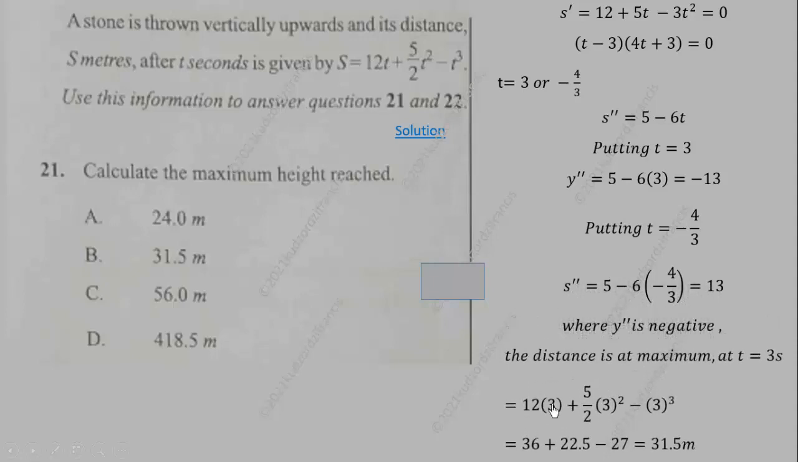So when we do the substitution, t equals 3 into this, we get 31.5 meters. So it means the maximum height reached is 31.5.